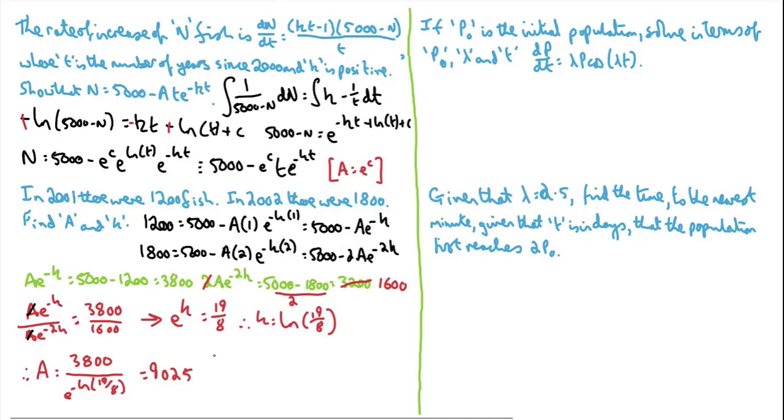But if you did just want to write it out as a full equation, just to check for yourself or to understand where everything goes, what we can say therefore is that n equals 5,000 minus 9,025 t e to the minus ln 19 over 8 t. That is the equation that is ultimately relating n and t throughout all of this question.